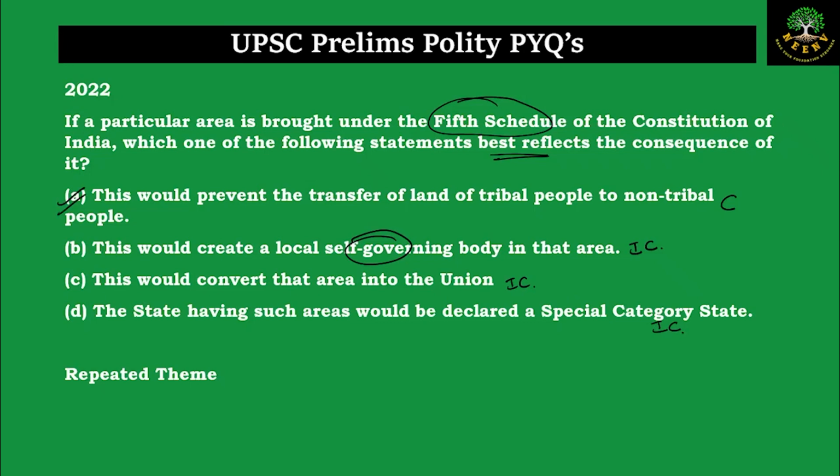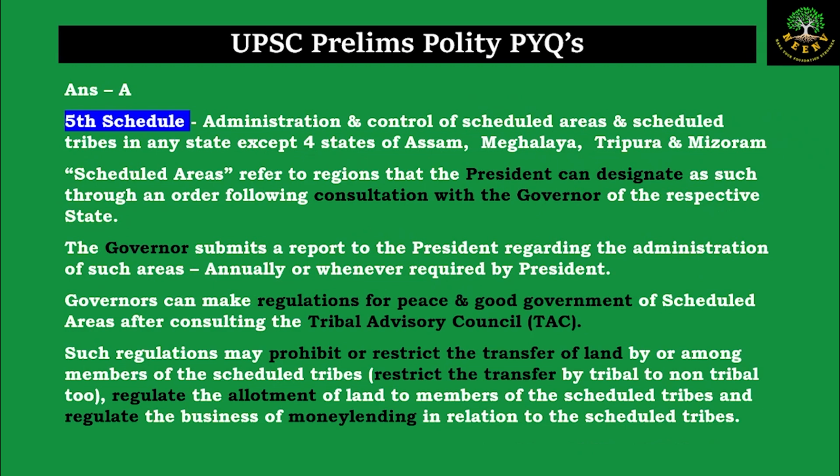Now let us look at the in-depth explanation. The 5th schedule has certain provisions for the administration and also about the control of certain scheduled areas and how to protect the tribes which are there in that scheduled areas. And the exception being the 4 states of Assam, Meghalaya, Tripura and Mizoram, because the provisions for these 4 states are contained in the next schedule, that is the 6th schedule. So scheduled areas are those areas where the president, through a notification, will declare after consulting the governor of the respective state, and the governor has to submit a report to the president about the administration of such areas.